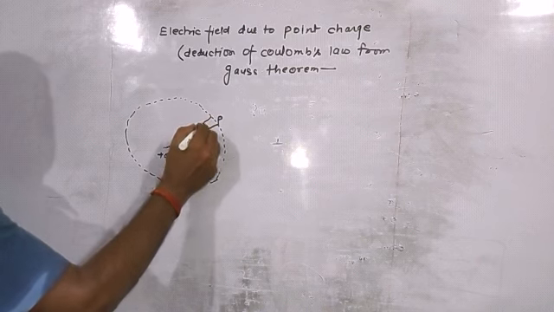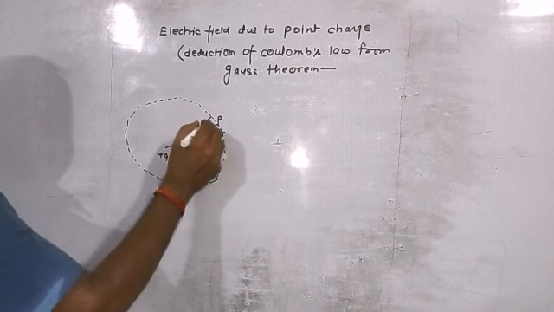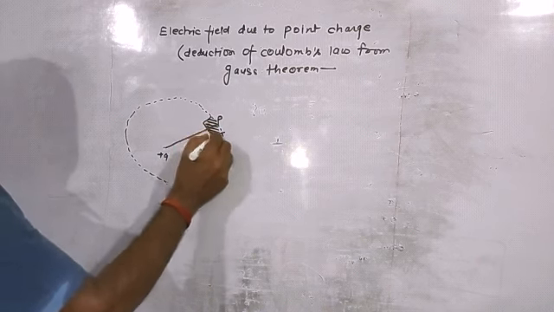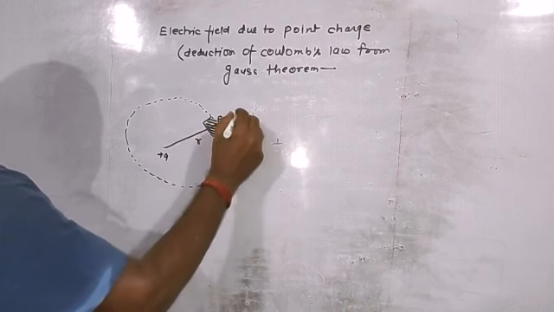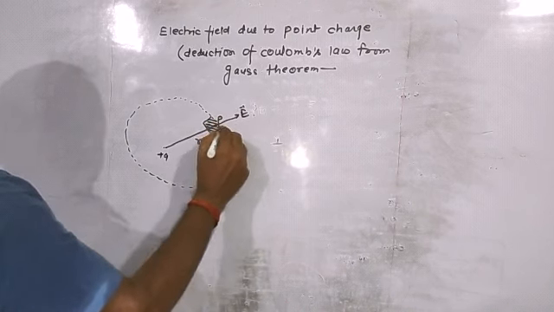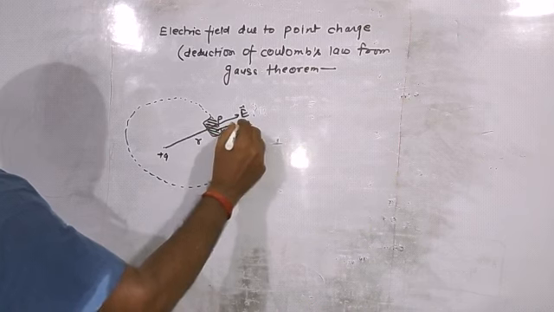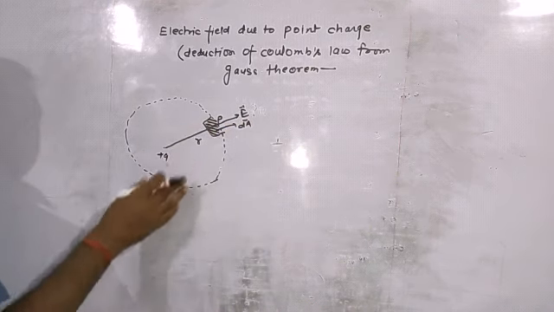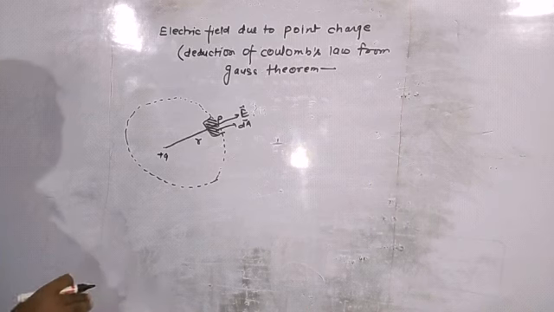And choose a small, infinitely small area where the electric field line and the area vector are represented as shown, E and area vector dA. Now what is the electric field at point P? We are going to find it out by using Gauss theorem.